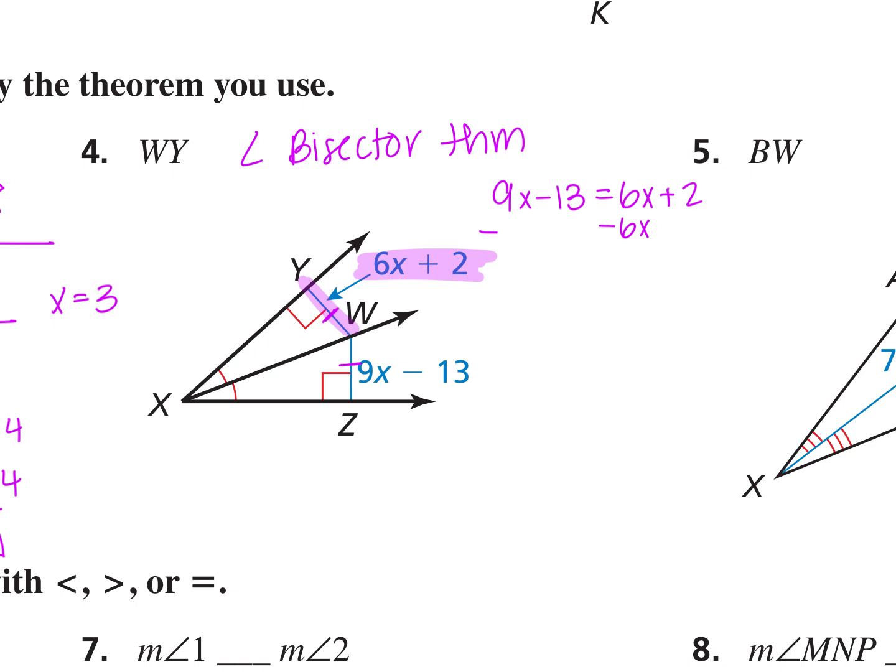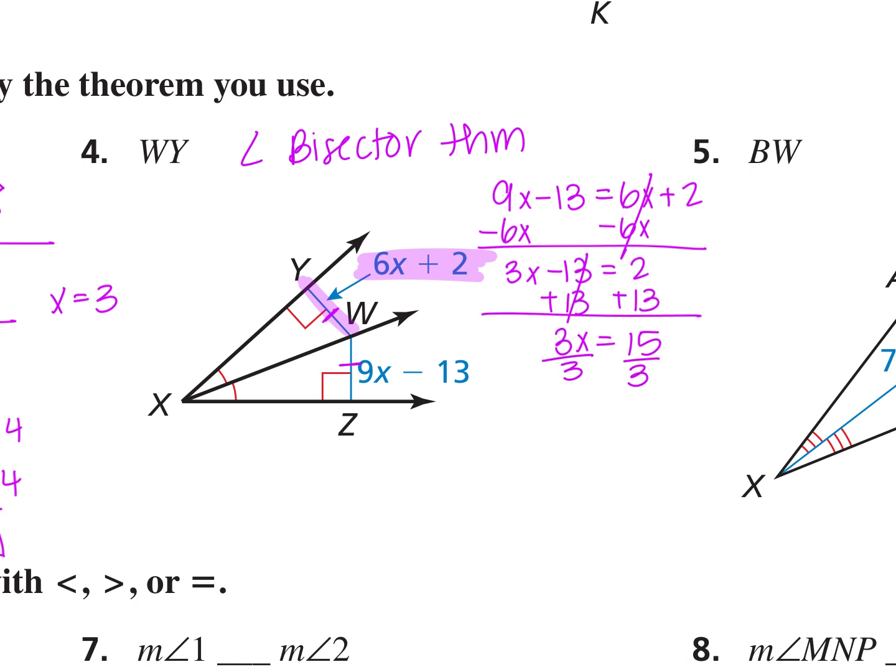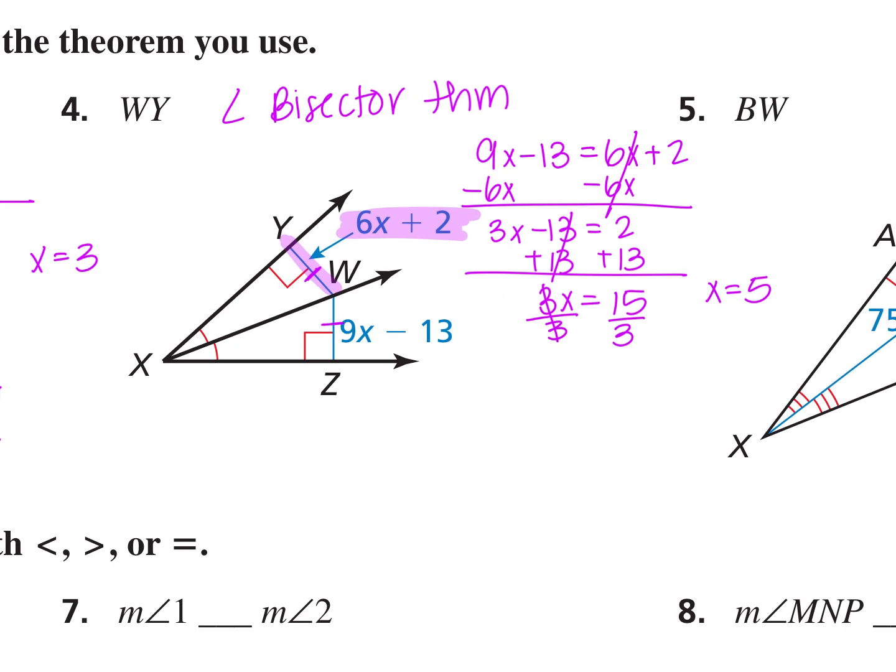Putting my like terms on one side, X is on one side. I'm going to get 3x minus 13 equals 2. Add 13 to both sides of my equal sign to cancel it out. X's are now on one side, and I'm going to get 15. Divide both sides by 3. X equals 5. Again, they're not asking me for X, so I need to go ahead and plug it in. 6 times 5 plus 2. I'm going to get 30 plus 2. And WY is going to equal 32.